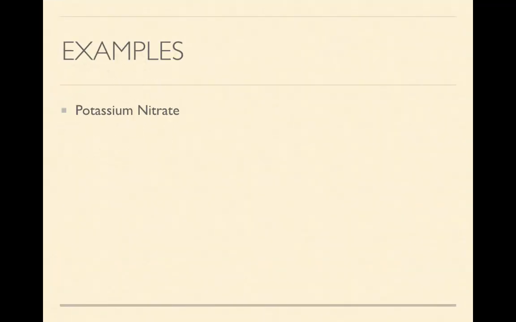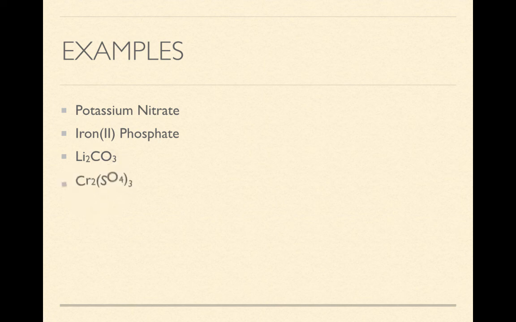Let's take a look at some examples, and again, we're going to work these out in class. So we have potassium nitrate, iron 2 phosphate, Li2CO3. We see there that we've got 3 different types of atoms, so it's a good indication that we have a polyatomic ion. And then we have Cr2(SO4)3. And so there we have also 3 types of atoms in there, so a good indication that we have a polyatomic ion. You're certainly welcome to try those on your own before class or after class, but we will go through those examples during class time.